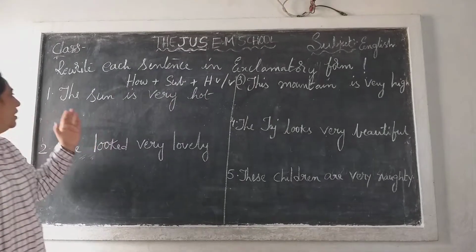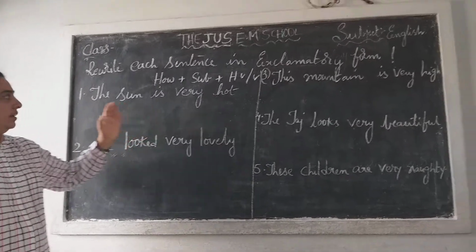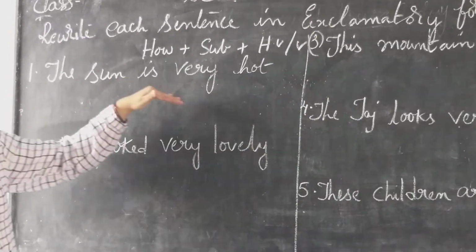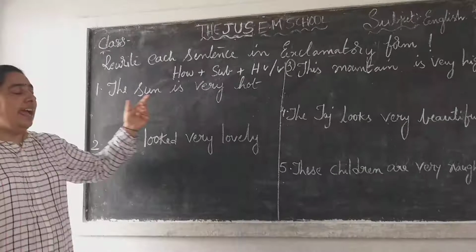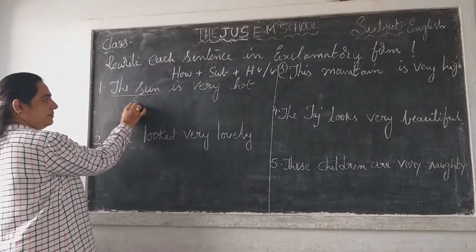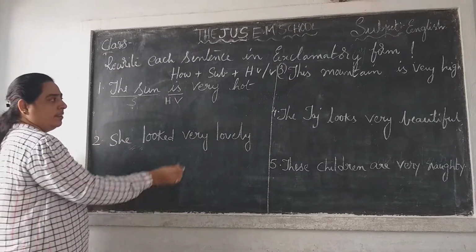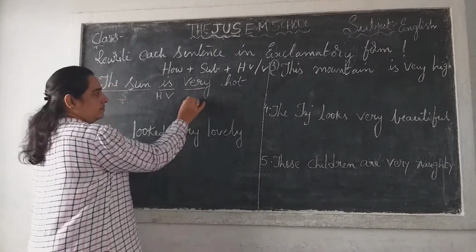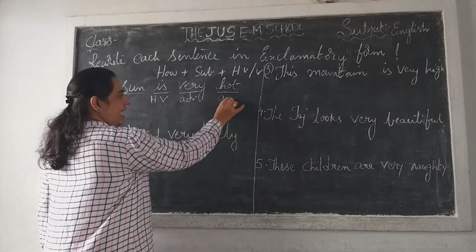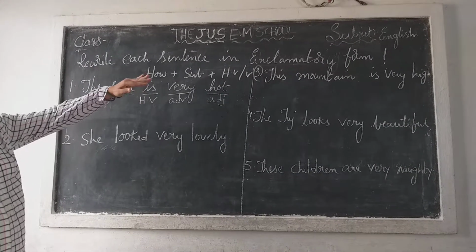See. The sun is very hot. In which sentence is it? This is an assertive sentence. The is the article, sun is the subject, is is the helping verb, very is an adverb, hot is an adjective. Okay? We have to change this into exclamatory form.